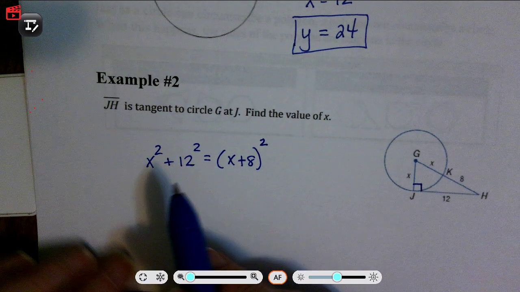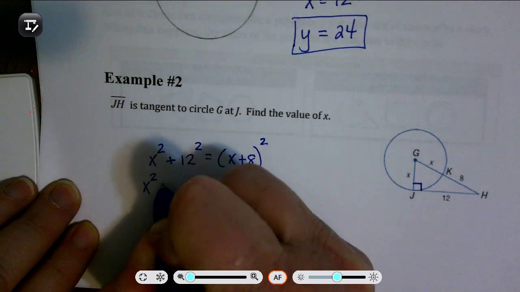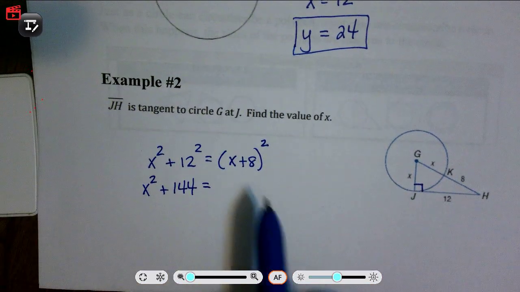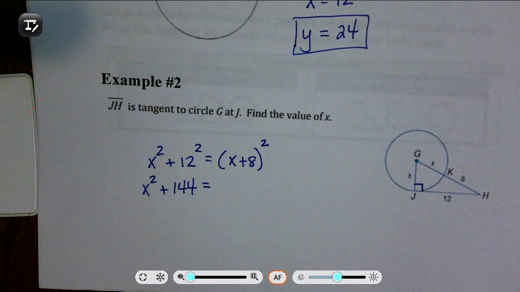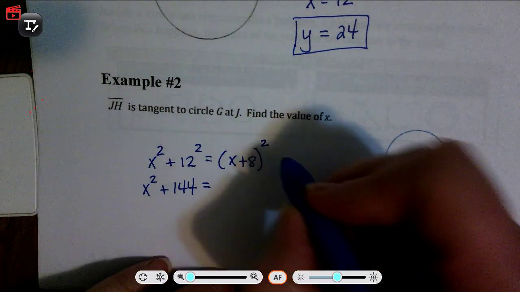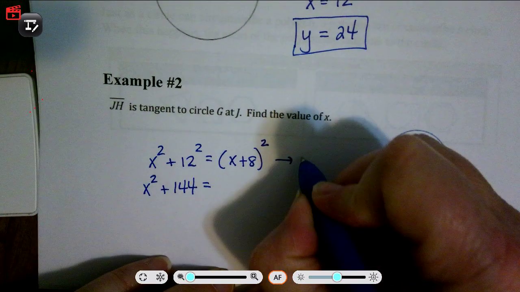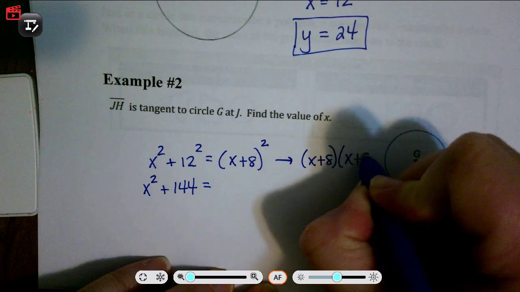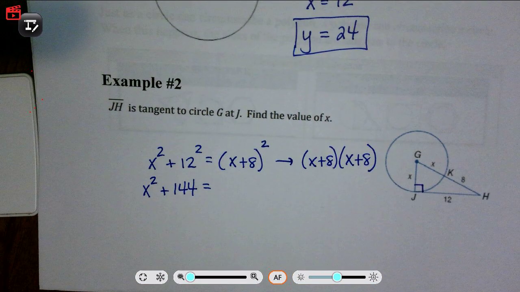So this stays x squared. 12 squared is 144. And now I need to work this problem here. I've got x plus 8 squared. Keep in mind when I square this, I am going to do x plus 8 times x plus 8. If you forget the shortcut, we're going to work it out the long way.